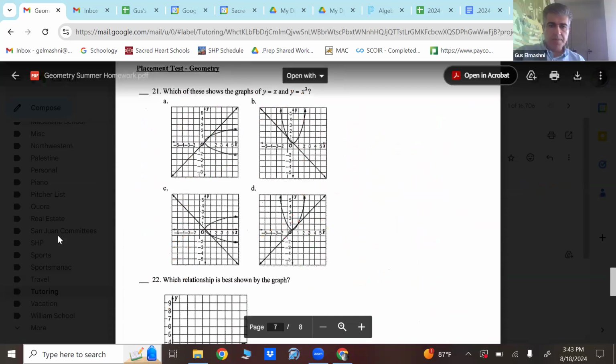Okay, 21. All right, that one's pretty easy. It's going to be D, because y equals x is a slanted line like this, and y equals x squared was just a parabola. So there you go.